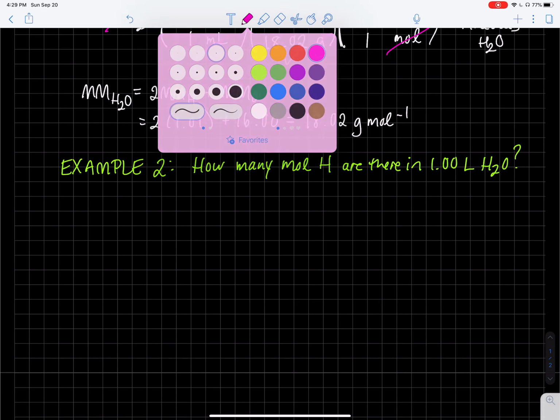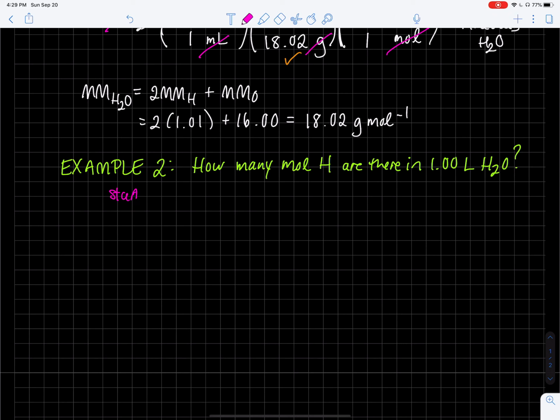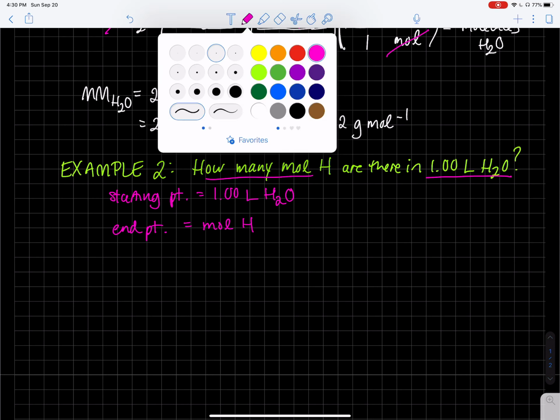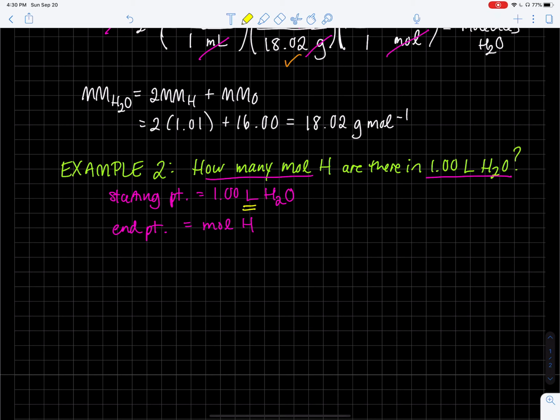So again, we should do starting point. We should do end point. My starting point is what I'm being handed: 1 liter of H2O. My end point is the how many, which is mole of H. And so in this case, I just want to emphasize that you are being asked to switch units from liters to mole, and you are being asked to switch substances from H2O to H.